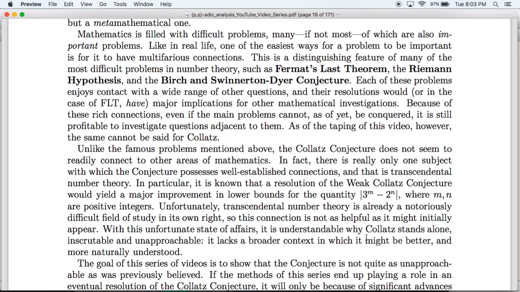So one of the goals of this series of videos and my research in general is to show that Collatz is not quite as unapproachable as we've previously believed. It's still difficult, still extremely difficult, make no mistake about it. However, contrary to popular belief, I maintain that it is actually very worthwhile to study this problem, just because there's so much around it waiting to be explored.